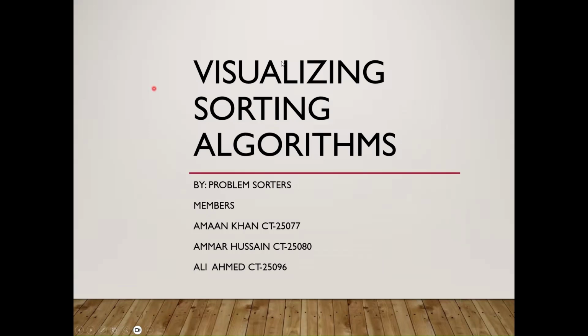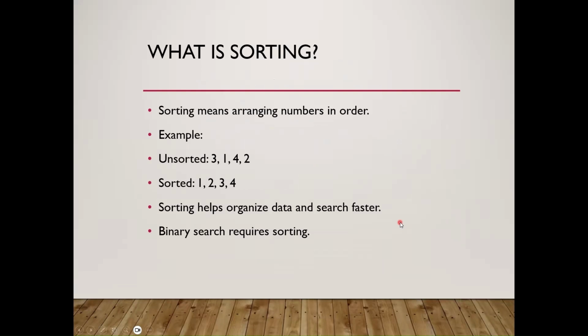Today we are going to give a presentation on visualizing sorting algorithms. What is sorting? Sorting means arranging numbers in order. And in computer science, it refers to arranging the elements of an array either in ascending order or descending order. Just like this array given here is unsorted, and this one is sorted in an ascending manner.